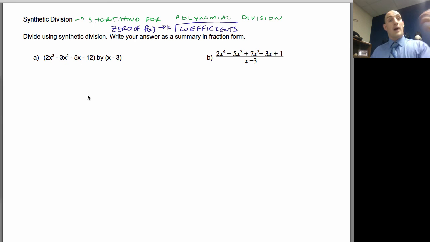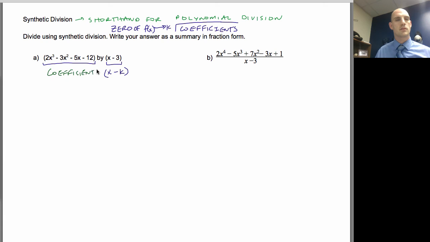So, polynomial division and synthetic division go hand in hand. What I'm dividing by here, this is one part, this is the next part. This is in the form x minus k. So how do I do synthetic division? I'm going to take my coefficients, they come from here, so 2, minus 3, minus 5, minus 12. And on the outside goes my k, what I'm subtracting, so 3. And this is how synthetic division works.